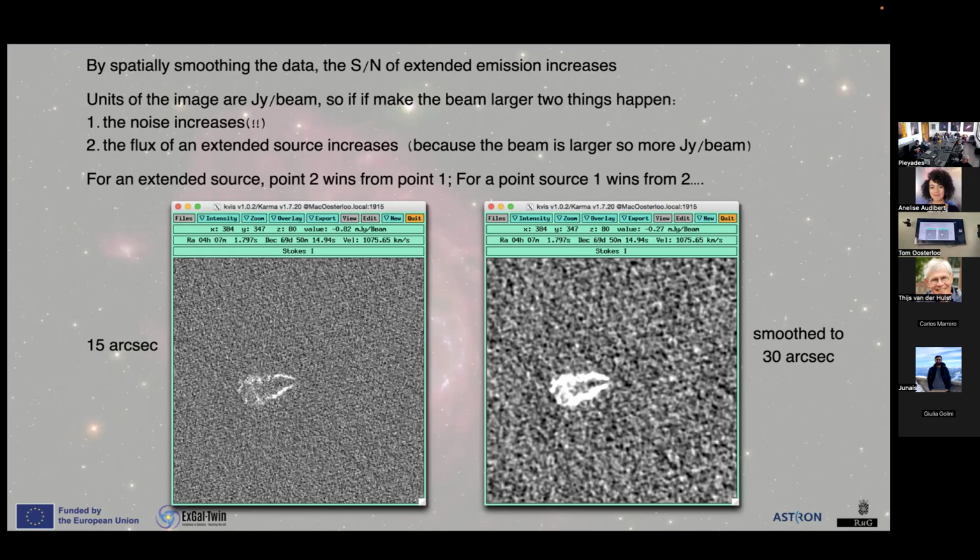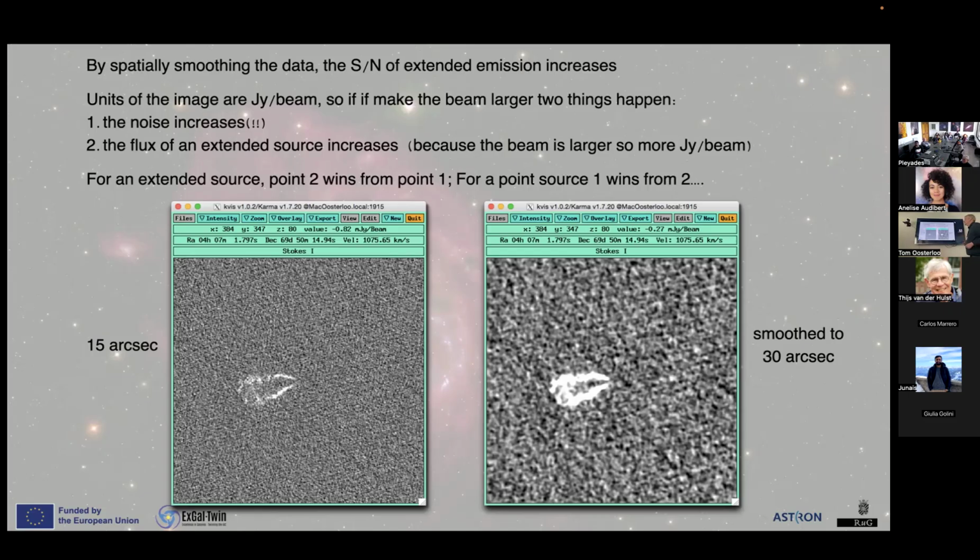It's very simple. You have your telescope with baselines. If you reduce the resolution of your data, you throw away the information of the longest baselines because they contribute to the high resolution of your image. So you throw away telescope. You throw away collecting area.